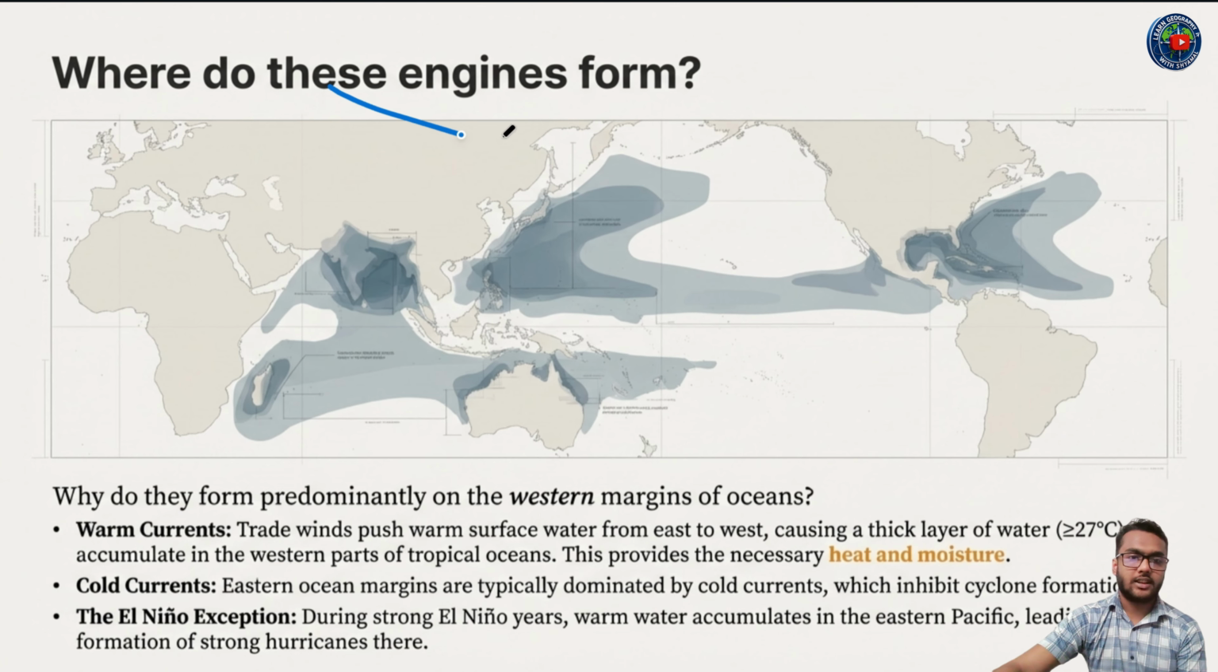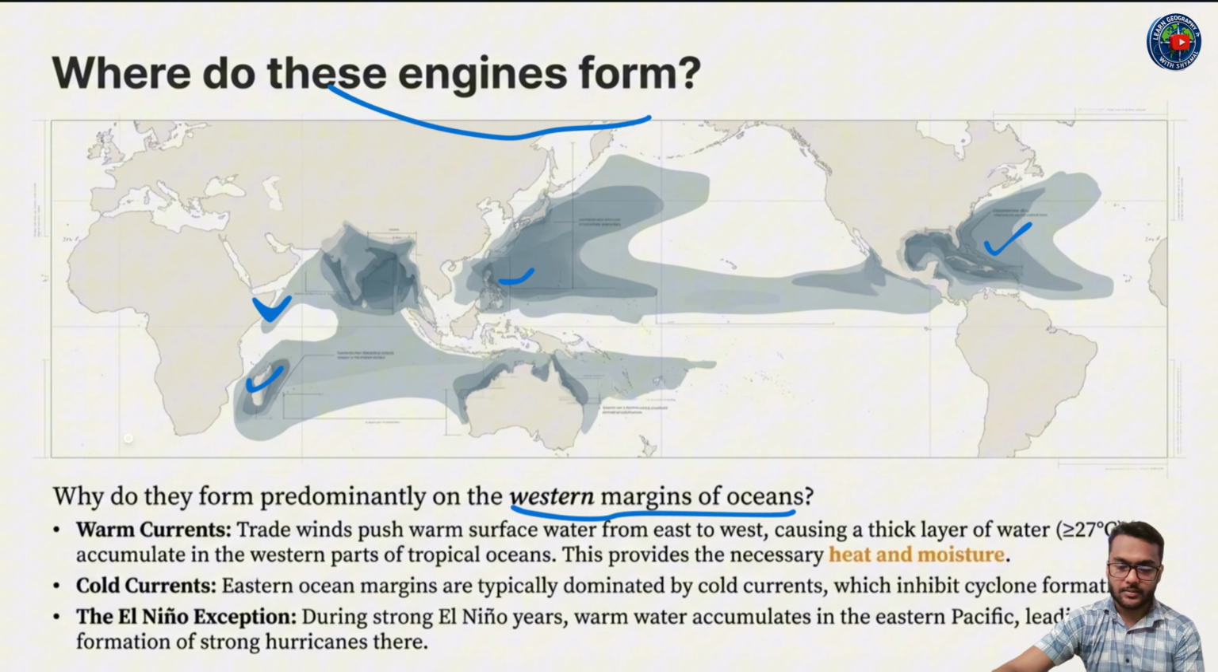Okay, where does this engine come from? Why do cyclones form predominantly on the western margins of oceans? Western margins of oceans, like this. Warm currents: trade winds push warm surface water from east to west, causing a thick layer of water above 27 degrees Celsius to accumulate in the western part of tropical oceans. This provides the necessary heat and moisture.